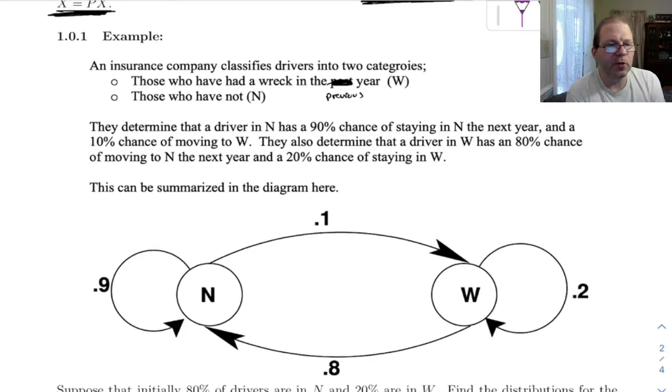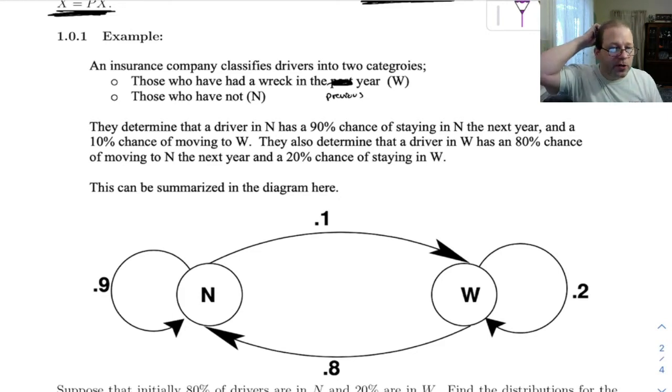All right, this example is sort of a simplified model of an insurance company. They classify drivers into two categories. One is the category of people who had a wreck in the previous year, and those who have not had a wreck in the previous year. So I'm making this where it's like each calendar year. That way we have a nice defined place of where people change from one category to another.